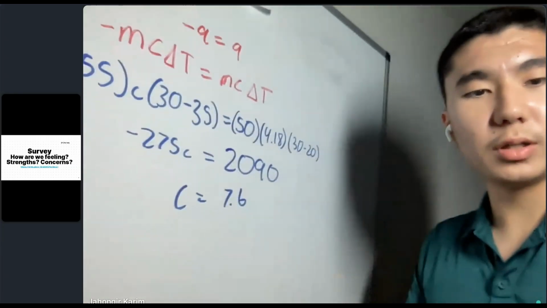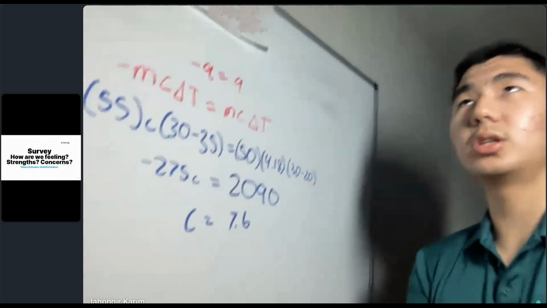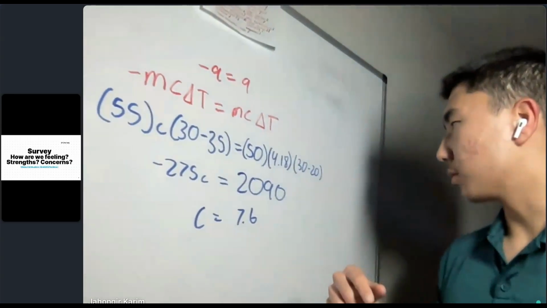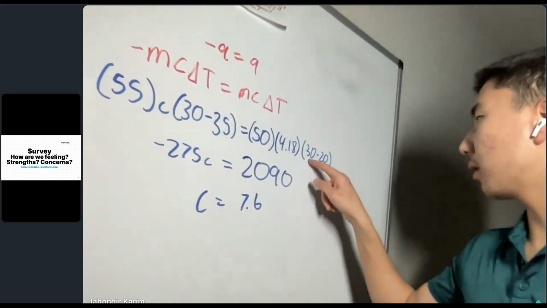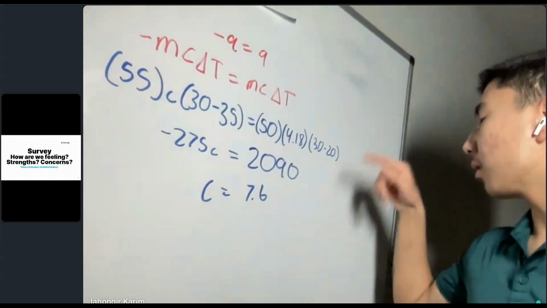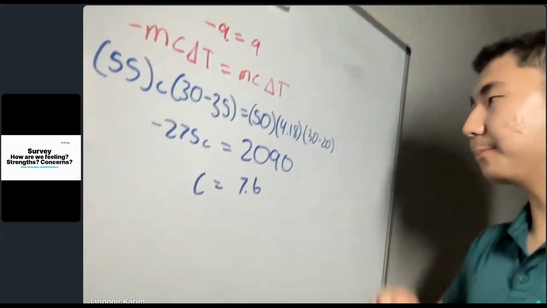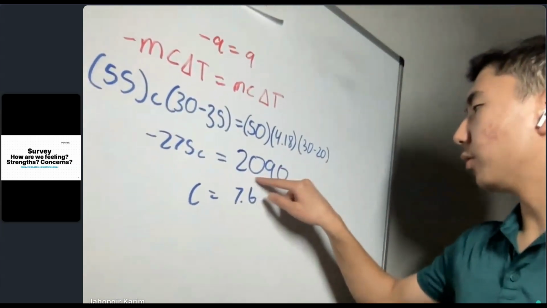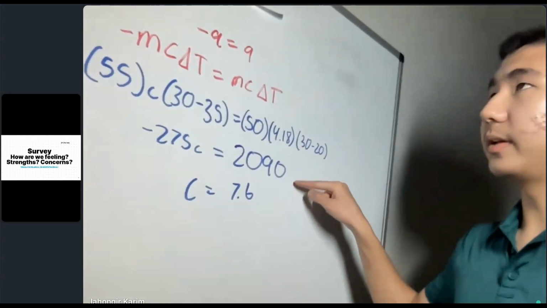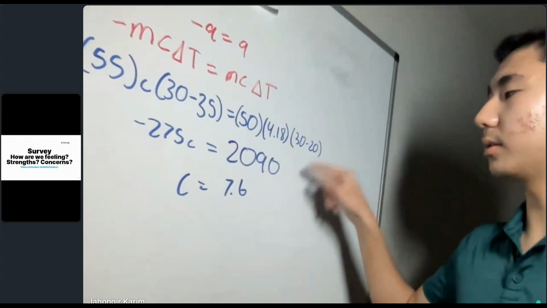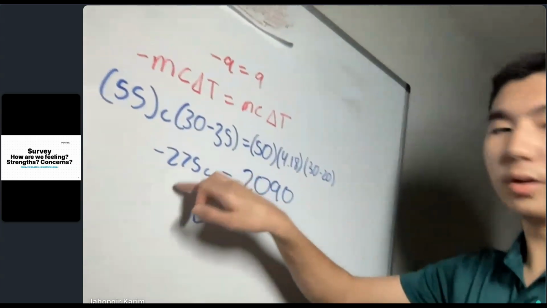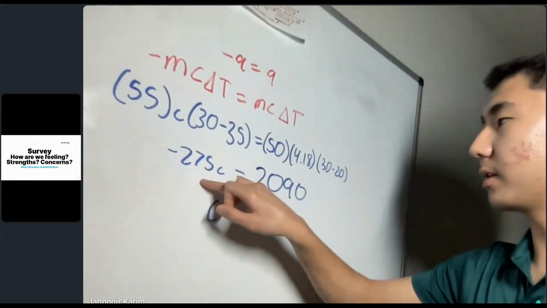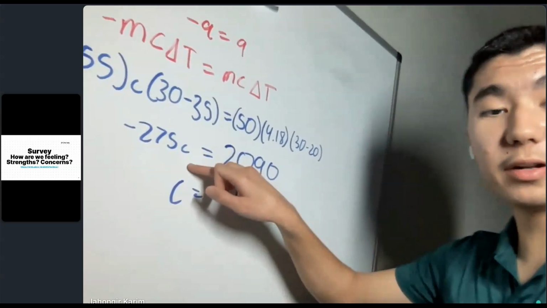Now, the AP exam will usually tell you that, but I think it should also be in your AP Chemistry formula sheet. And over here, our final temperature was 30 and our initial temperature was 20, so that'd be 10. And when you calculate the side on the water, it's going to be 2090. I believe that's joules. And then over here, we're going to have negative 275 C. We still have that variable.